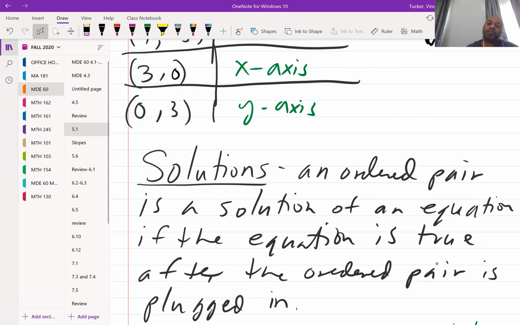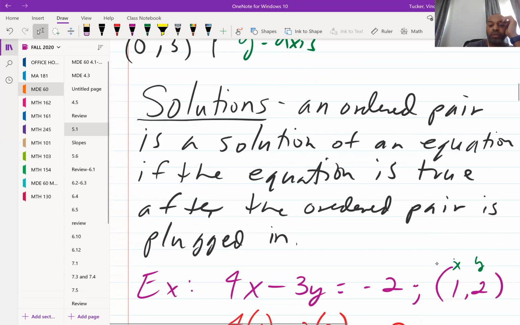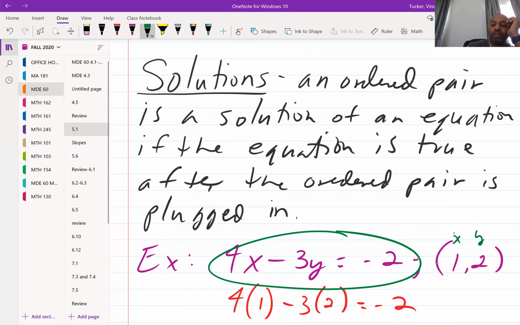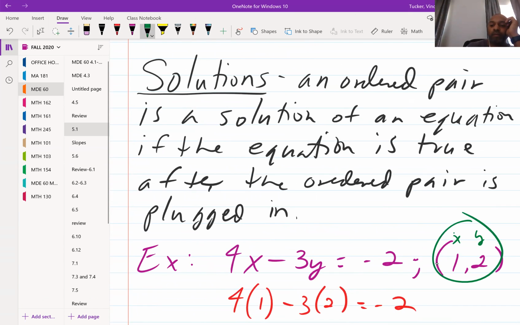Solutions of an ordered pair, solutions of an equation. Remember when we just had a regular equation, a solution was a value that made the equation true. So an ordered pair that is a solution for these equations is just an ordered pair that you can plug in that will make that equation true. So what they would do is give us an equation like this, give us an ordered pair, and ask us, is it a solution for this equation? You will plug it in accordingly and see if a true statement occurs.